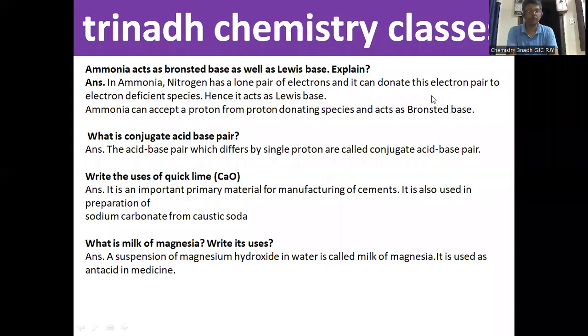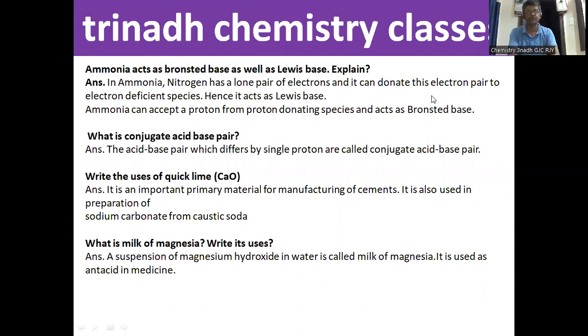Next one is, ammonia acts as a Bronsted base as well as a Lewis base. Explain. In ammonia, nitrogen has a lone pair of electrons and it can donate this electron pair to electron deficient species. Hence, it acts as a Lewis base. Whereas ammonia accepts a proton from proton donating species and acts as a Bronsted base.